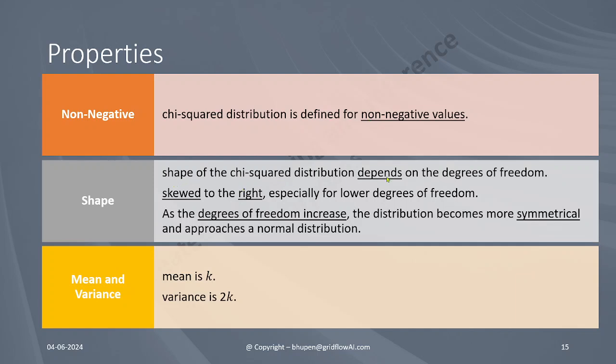The properties of a chi-square distribution: it is always non-negative because of the squaring operation that we apply. The shape depends on the value of the degrees of freedom. It is always skewed to the right because it starts at 0 and is not going to be negative. The shape will change with the degrees of freedom, which I'm going to show you in a moment. The mean of a chi-square distribution is the degrees of freedom, and the variance is twice the degrees of freedom. This is statistically established.